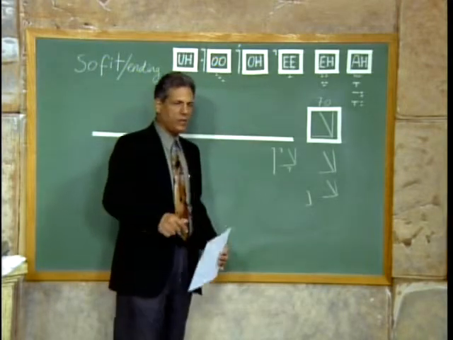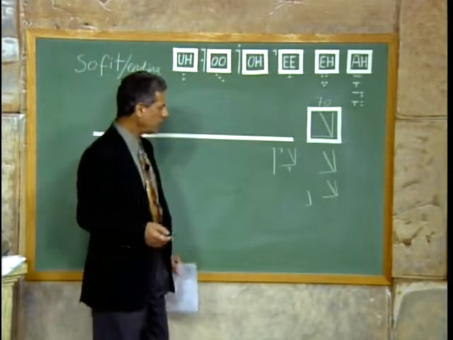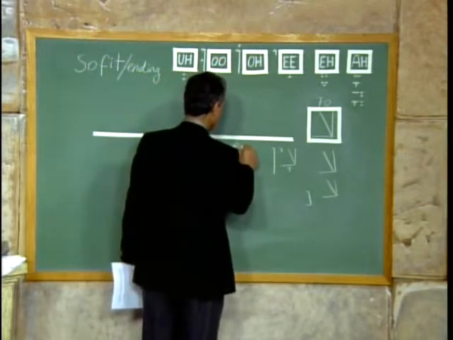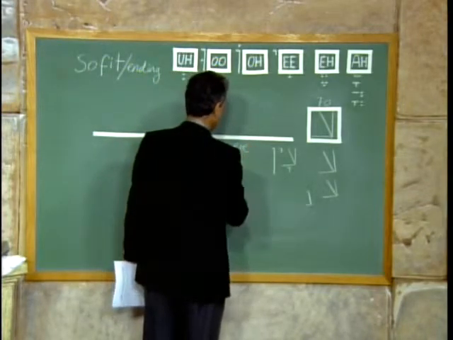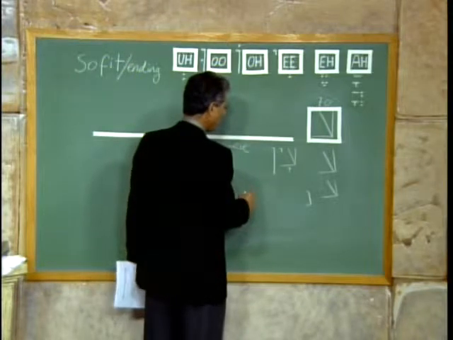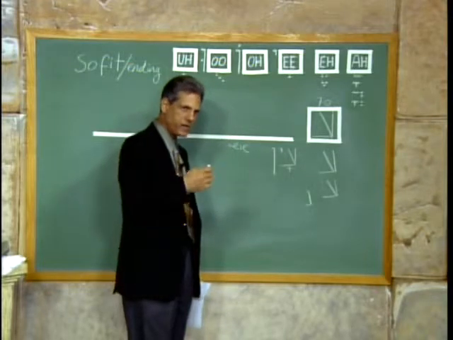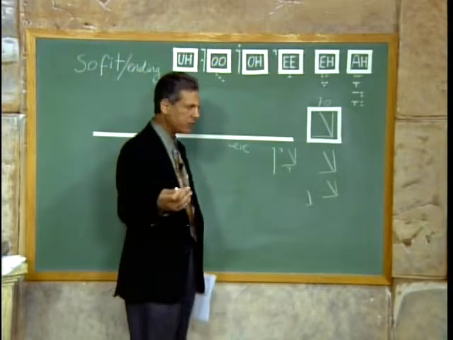What does ayin mean? In Hebrew, ayin means an eye. So ayin is an eye. And in English also we say eye, which comes from ayin. So it's the same word, the derivation from Hebrew.